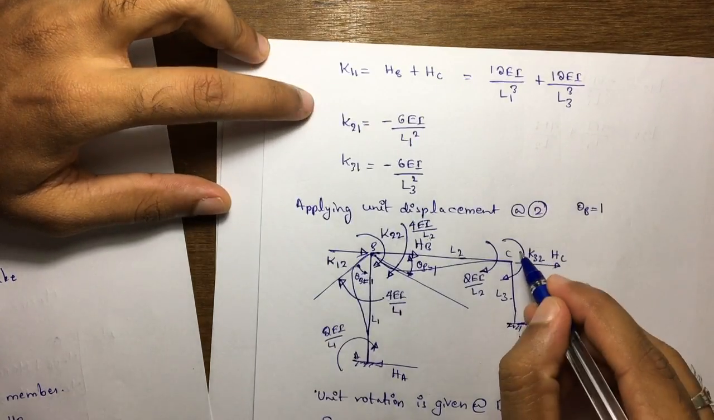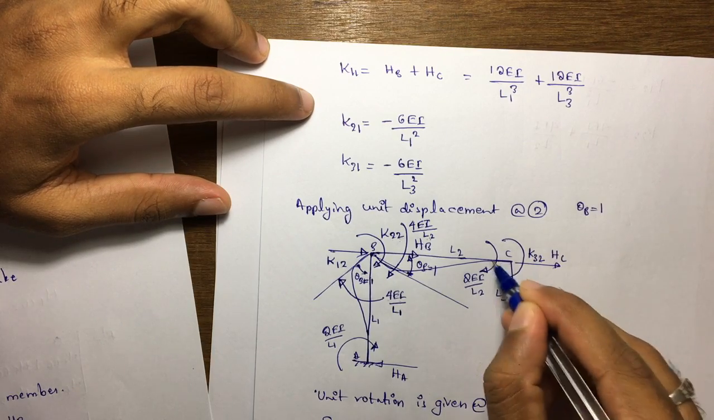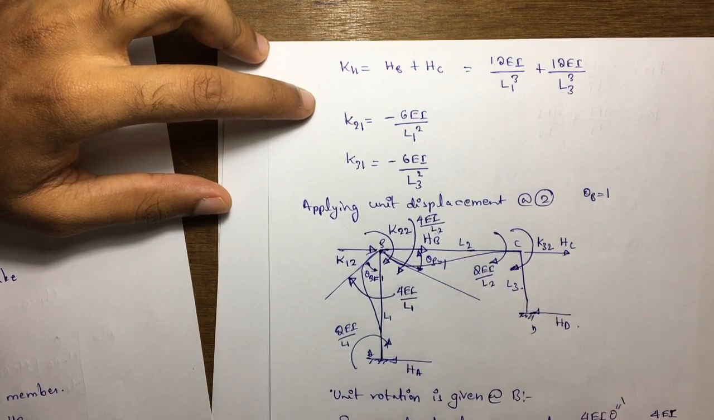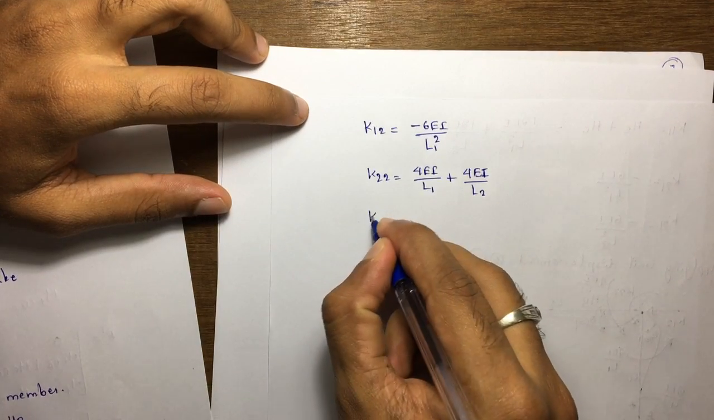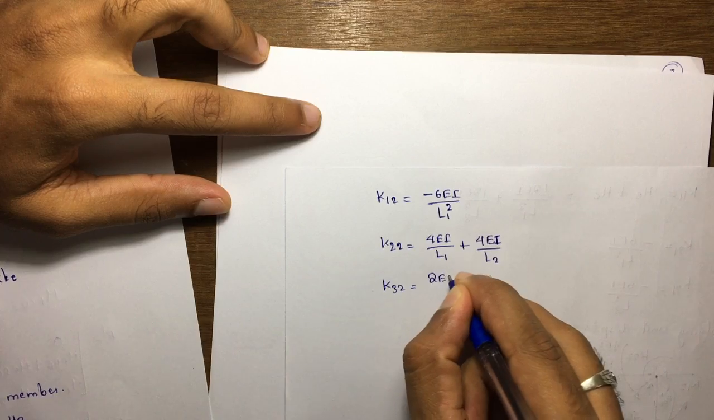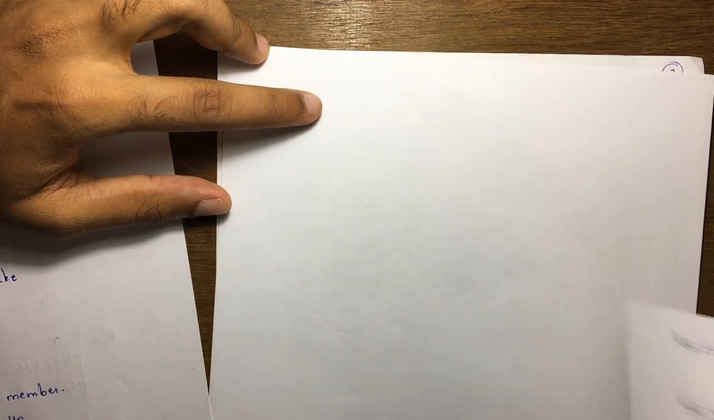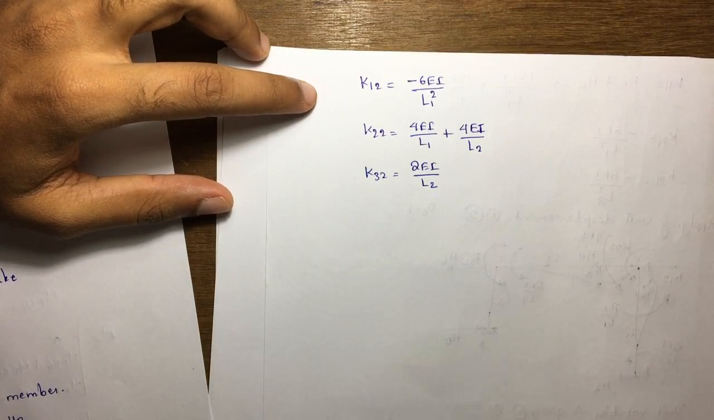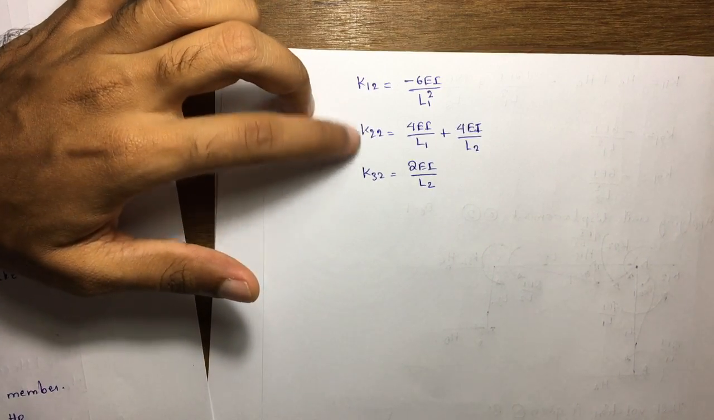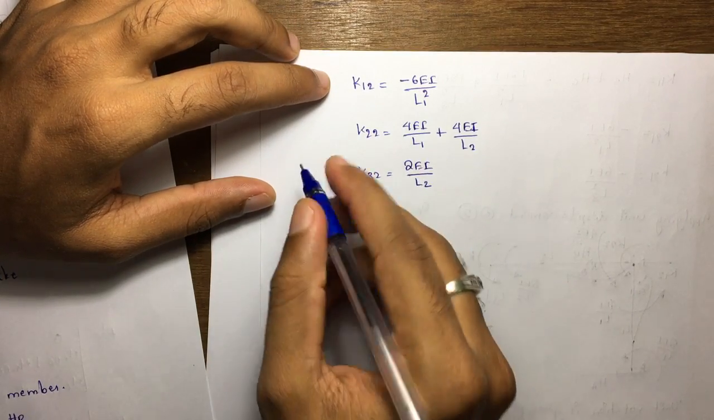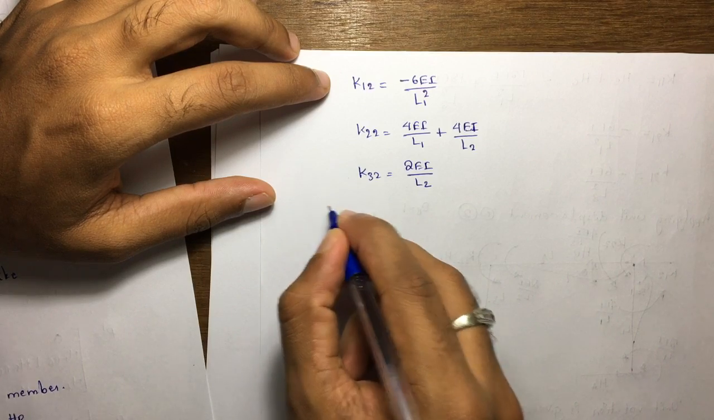Last one, we have to see k32. If I see that one, k32, only one moment is acting, therefore that value is 2EI divided by L. Therefore k32 is equal to 2EI divided by L2. So we found the other three elements of the stiffness matrix. We have to find the last three elements. For that we have to apply one more unit displacement at coordinate 3.